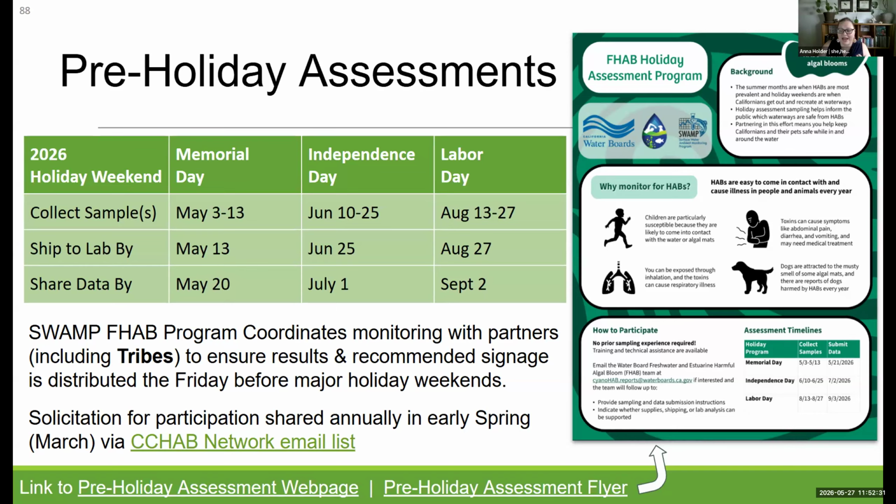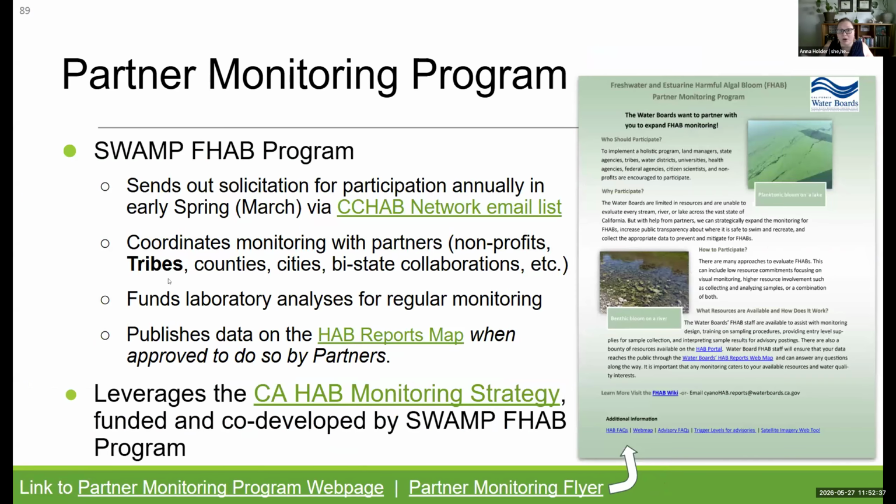And depending on how folks want to engage, we can also utilize the partner monitoring program year round. This program, again, coordinates monitoring with tribal and non-tribal partners. We can provide sampling kits and fund laboratory analyses depending on your interests and needs. The goal here is to really develop that partnership network, a community of practice, and share any resources we have to support your goals to protect water quality that's important to the tribes.